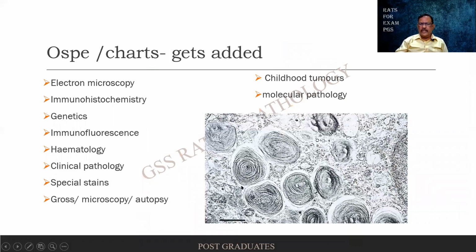OSPE and OSCE charts have been given nowadays. So in our center, we have got all these. And finally, the examiner will be finalizing any of this. They will be choosing some of the slides or the charts that are available. And it is given. It is incidentally a case of Tay-Sachs disease showing a lysosomal storage.